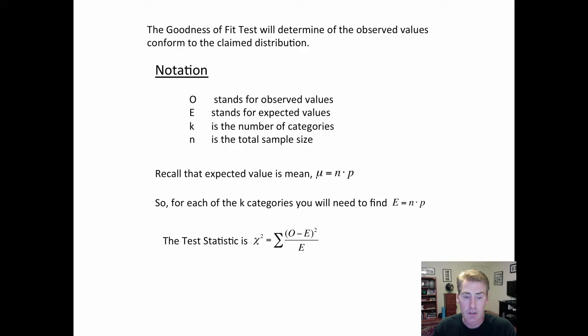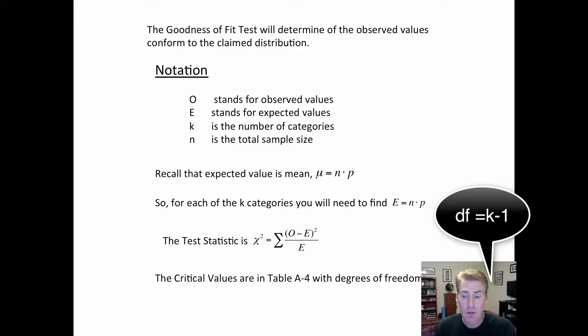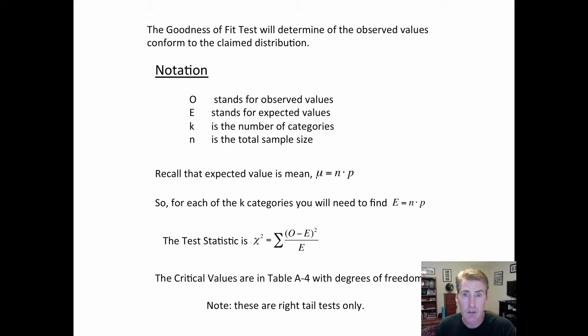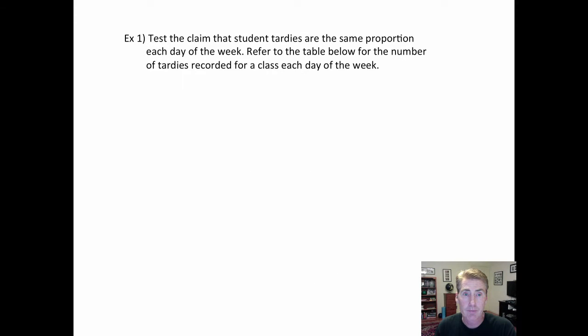That's the test statistic. Since we're dealing with chi-squared, then it's going to be table A4 for the critical values. One thing that's slightly different is degrees of freedom is k minus 1. So the number of categories minus 1 is degrees of freedom. One other thing that's slightly different is no matter what the claim looks like, these are always going to be a right-tailed test. So whatever alpha is, that goes in the right tail, which is nice. It narrows it down, just one possibility.